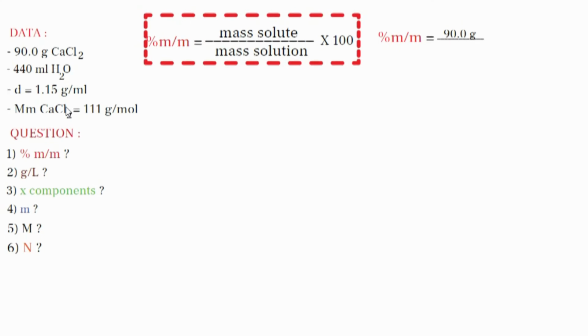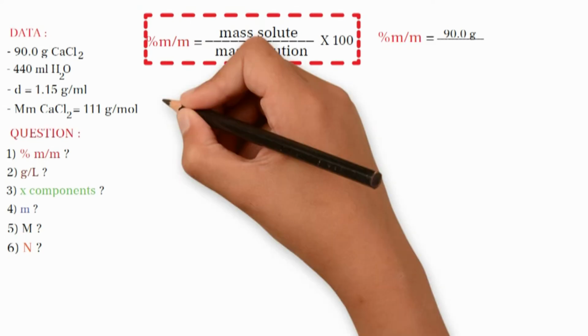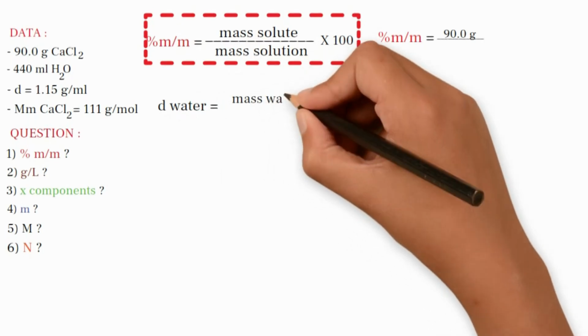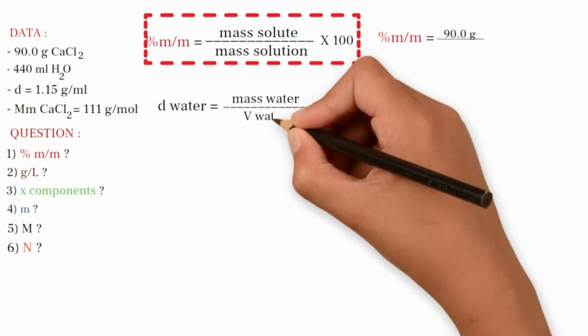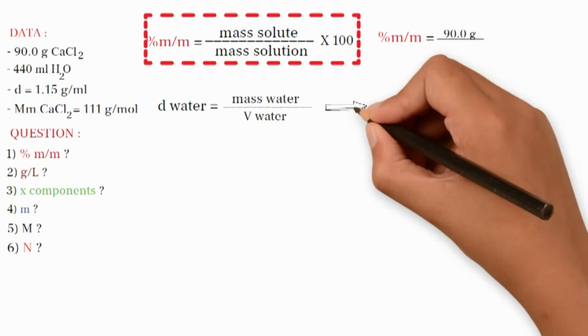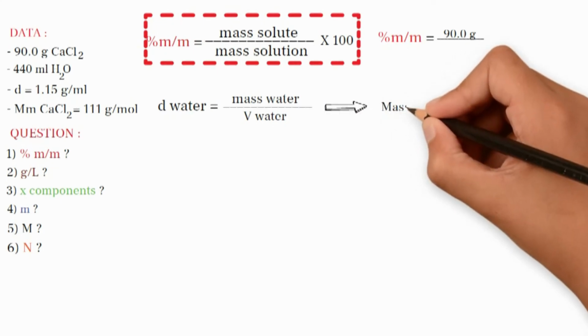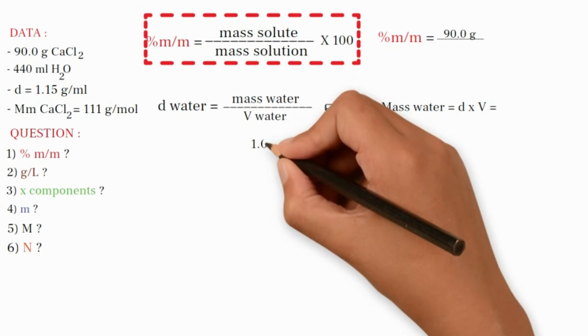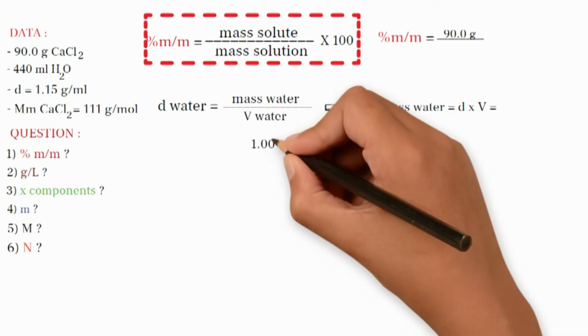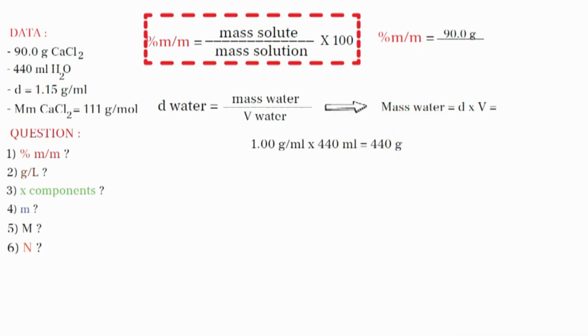So how to calculate that? If you look at that, we have 440 milliliters of water. And if you remember, the density of water is the mass of water divided by the volume of water. So this entails that the mass of water is the density times volume of water. So since the density of water is 1, if you multiply by 440 milliliter of water, you will gain 440 grams of water.